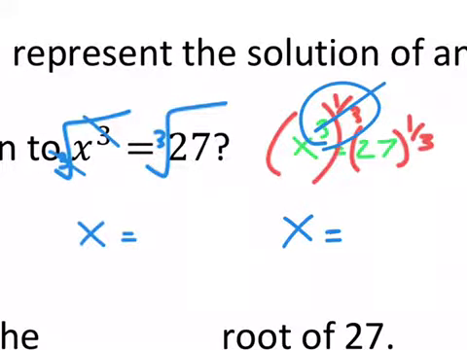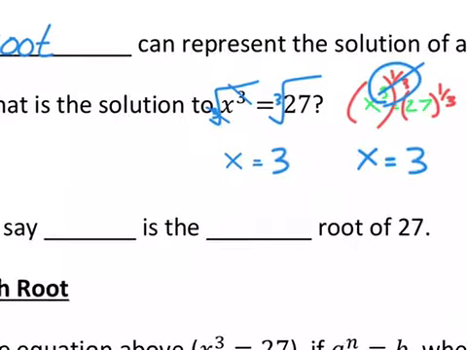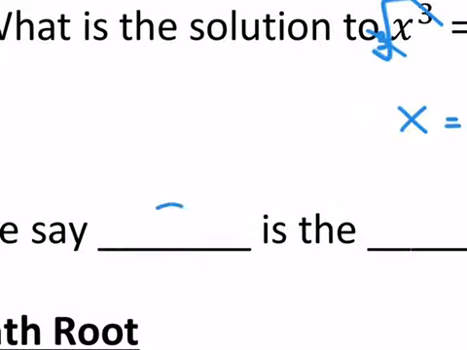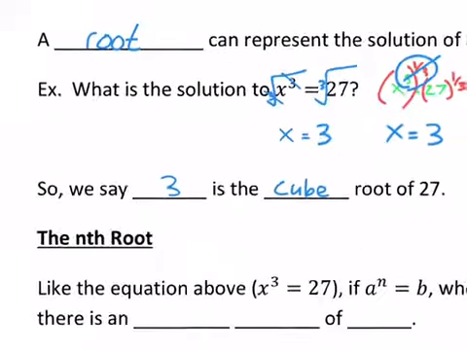So if you're on the video, I can show you how to type in both or either one of these, depending on what your calculator can do. Both of these, whichever way you do it, because it's the same thing, give us the answer of 3. So we could say here, 3 is the cube root of 27.